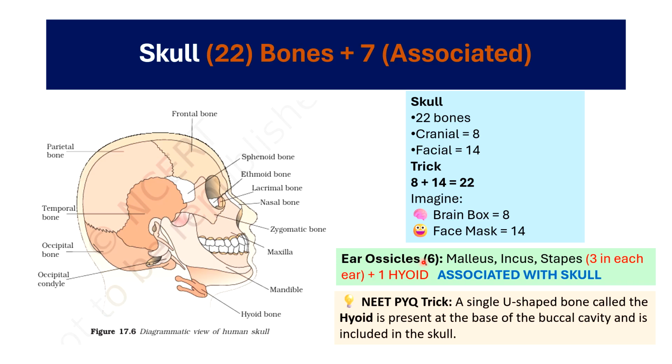3 ear ossicles are present in the middle ear, that are the small bones: malleus, incus and stapes. If you take 2 ears, 3 times 2, we have 6 ear ossicles. And there is also one hyoid process, the single U-shaped bone present at the base of the buccal cavity, that is also included in the counting of the skull bones. So these are 6 plus 1, that is 7 associated bones. Remember the hyoid process, that is very important.